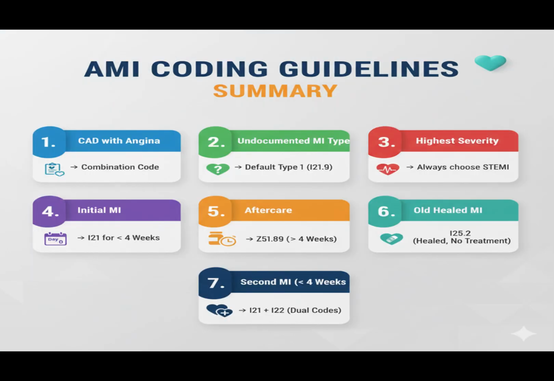So let's summarize. 1. CAD with angina, use the combination code. 2. Undocumented MI type, give default code for type 1. 3. Always choose STEMI when severity changes. 4. Initial MI, use I21 up to 4 weeks. 5. Aftercare beyond 4 weeks, use Z51.89. 6. Old healed MI, use I25.2. 7. Second MI within 4 weeks, use 2 codes, I21 plus I22. These rules make MI coding clear and consistent.